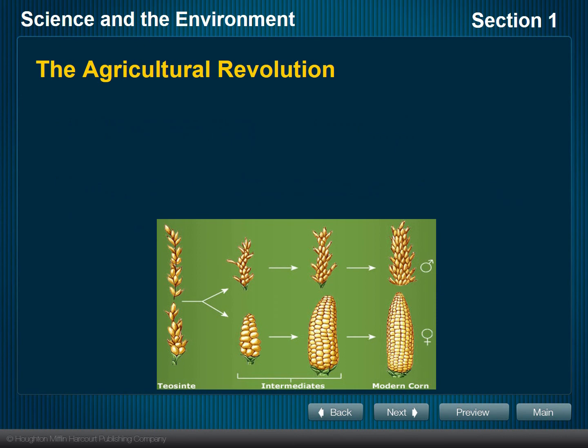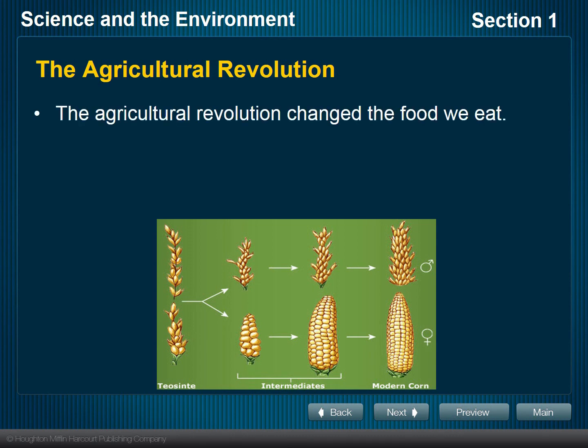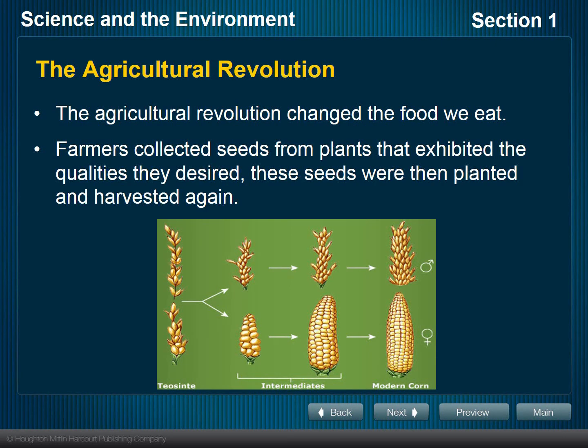One result of the agricultural revolution is that it changed the food we eat. Did you realize the plants we grow and eat today are descendants from wild plants from years ago? During harvest season, farmers collected seeds from plants that exhibited the qualities they desired, such as large kernels. These seeds were then planted and harvested again. Over time, the domesticated plants became very different from their ancestors, as you can see in this picture.